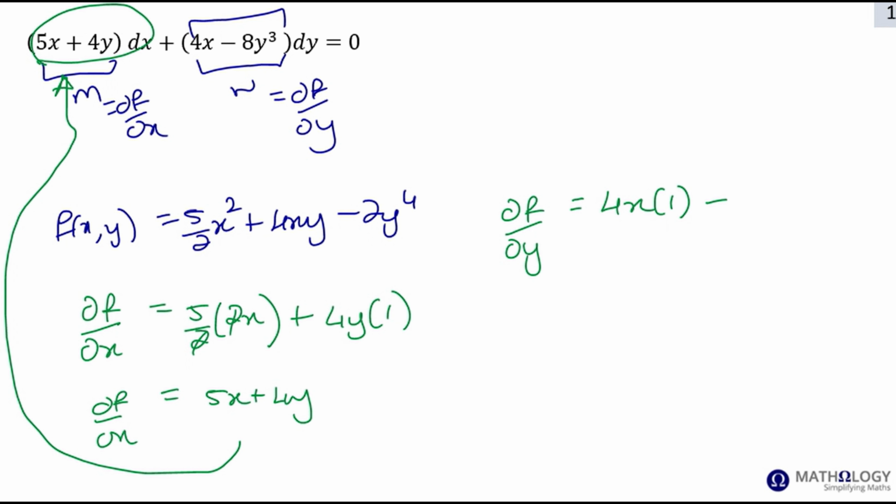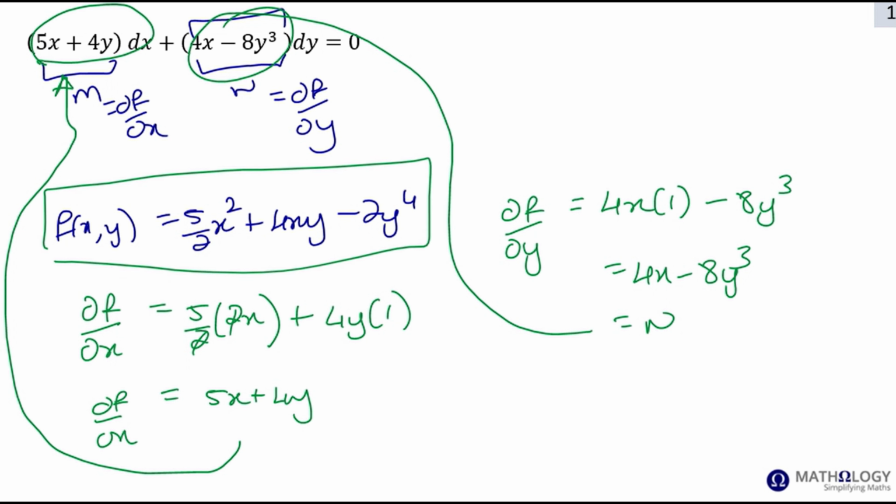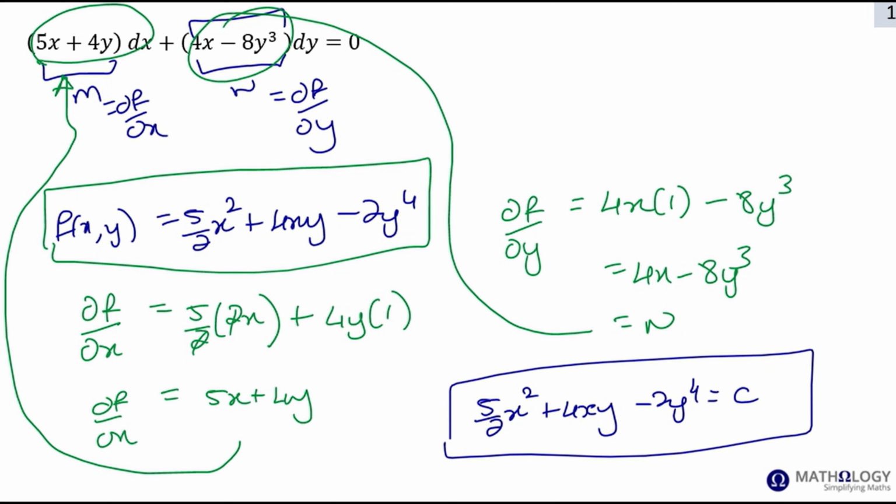And then the partial derivative of minus 2y to the 4, but with respect to y, is going to be minus 2 times 4 is 8y cubed. So it's 4x minus 8y cubed, which is the expression for n. So the solution is correct. So this is your expression for f, but the solution to that is actually written as 5 over 2x squared plus 4xy minus 2y to the 4 equals a constant c. So this is how your function is represented.